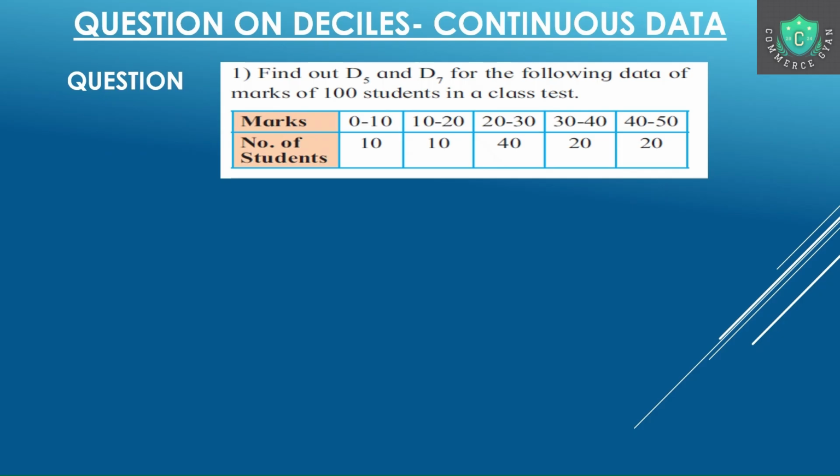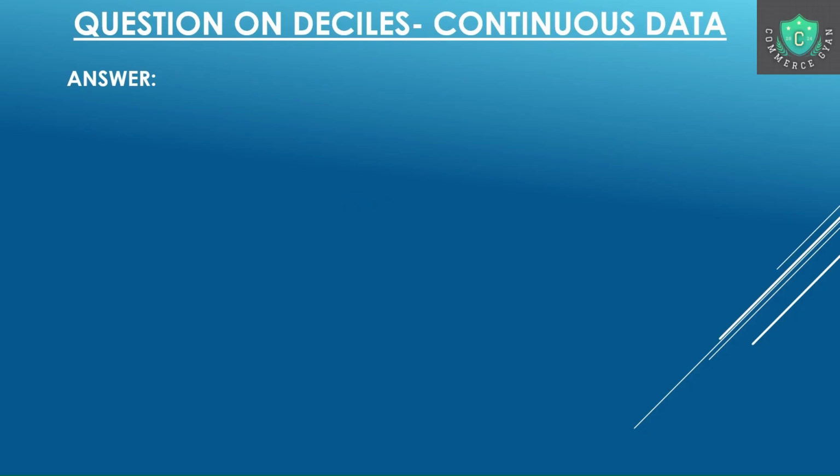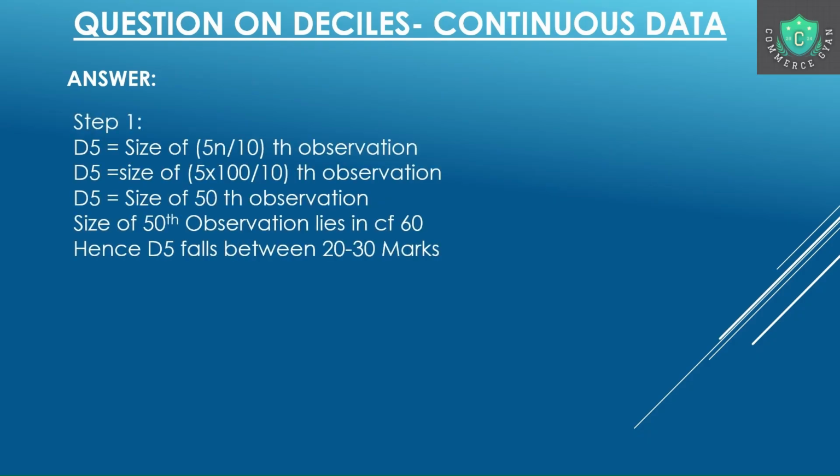So we need to find decile 5 and decile 7. Now here we need two formulas as we had seen earlier. Same way what we do, arrange the marks, the number of students, and we take the total number of students. So they come to 100. Cumulative frequency we compute 10, 10 plus 10 becomes 20, 20 plus 40, 60, 60 plus 20, 80, 80 plus 20, 100. Now once we find cumulative frequency, what is step 1? We find decile 5, right? Use the same thing, decile 5 with the formulation 5n upon 10, 5 into 100. Number of observations is 100 divided by 10. So it is 50th observation. 50th observation lies in cumulative frequency 60. So the decile class is what now? 20 to 30. Got it?